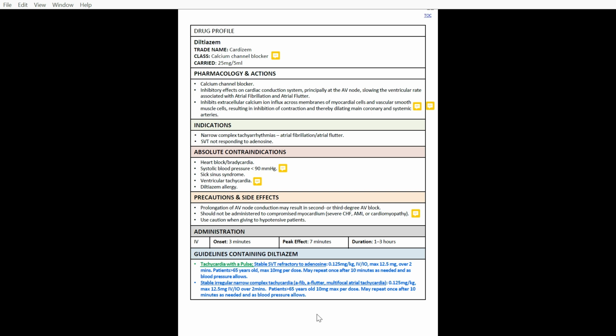Also, you can give this for stable, irregular, narrow complex tachycardias. An example would be AFib, A-flutter, or multifocal atrial tach. With these, it's the same dose, 0.125 milligrams per kilogram to a max of 12.5 milligrams IV or IO over 2 minutes. Again, if this patient is over 65 years old, 10 milligrams max per dose. May repeat once after 10 minutes as needed and as blood pressure allows.